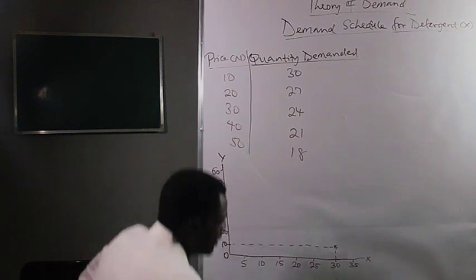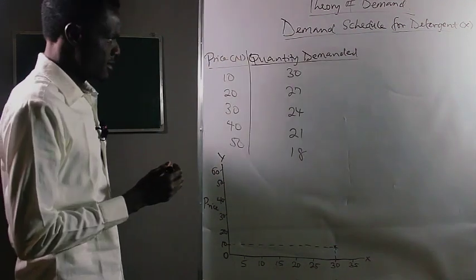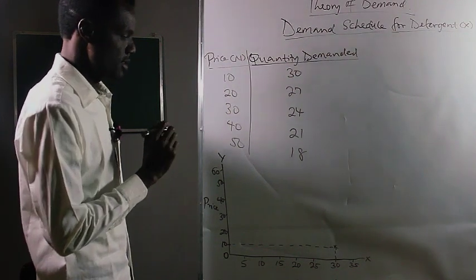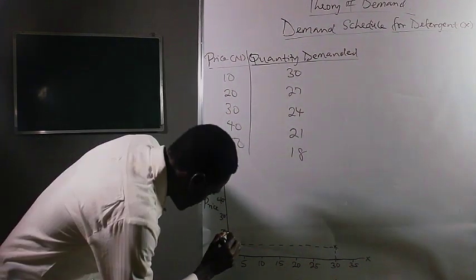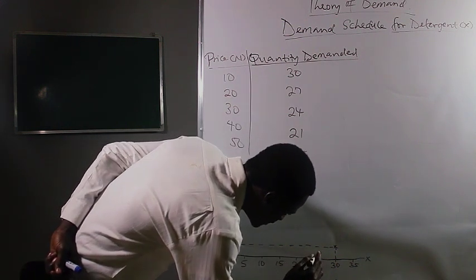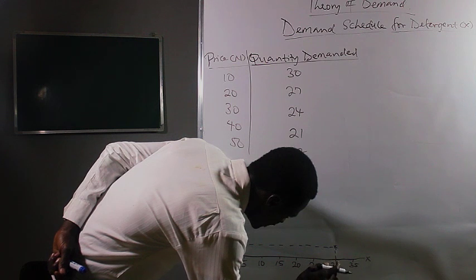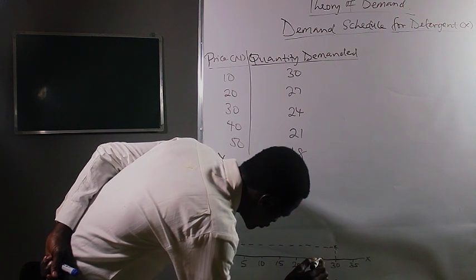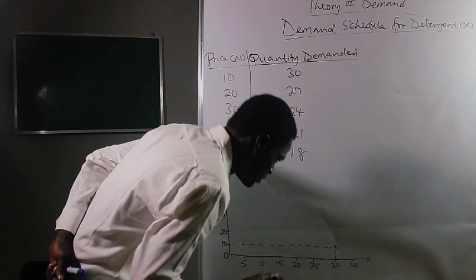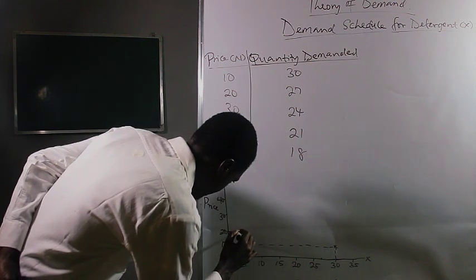Then we mark it. Now, the price increased to 20 and we have 27 units demanded. So this is our price here, and we have to locate where 27 is. So between this one and this one, we have 5 units. So 27 must be here. So we now trace it.